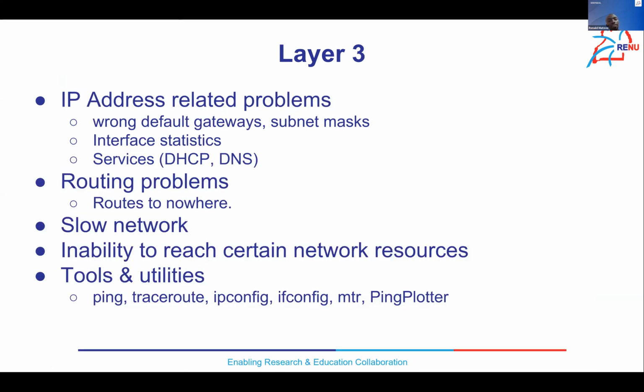On layer 3, we have IP addresses. Do you have the right gateways configured for all your networks or small networks? The right subnet masks, the right device services? Is DHCP running? Are you actually manually configuring your IP addresses for the users, or are you getting a server that manages that for you?